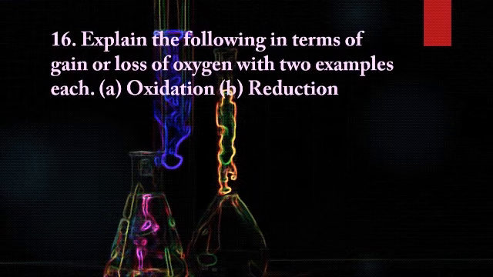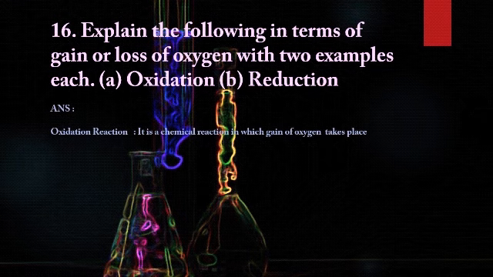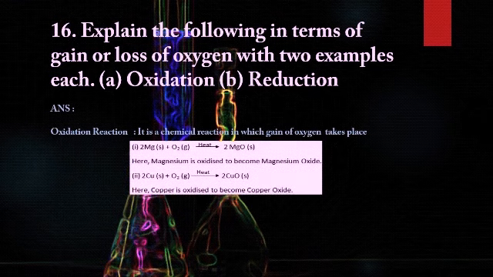Now moving on to the 16th question. Explain the following in terms of gain or loss of oxygen with two examples each. First one is oxidation and second one is reduction. Oxidation reaction: it is a chemical reaction in which gain of oxygen takes place. Example: 2Mg plus O2 in the presence of heat forms 2MgO.